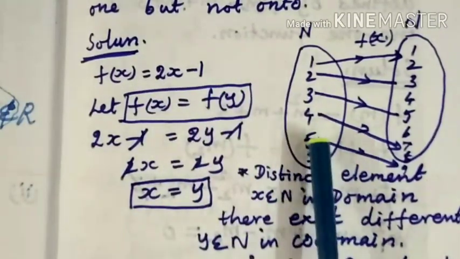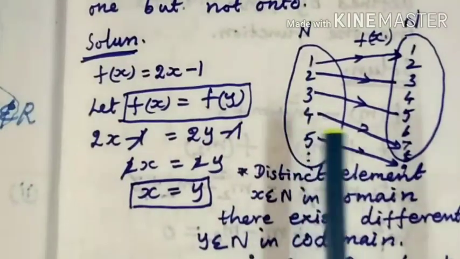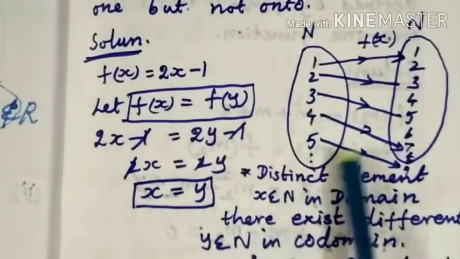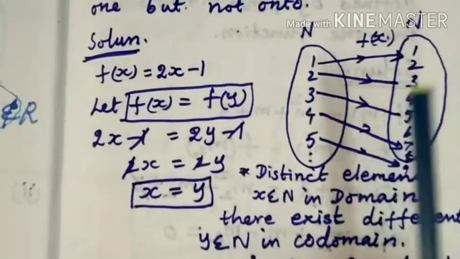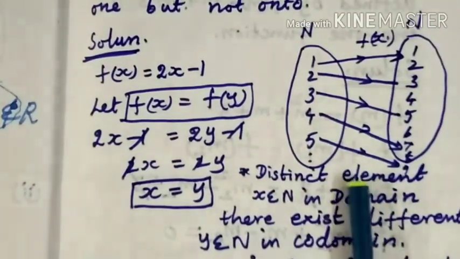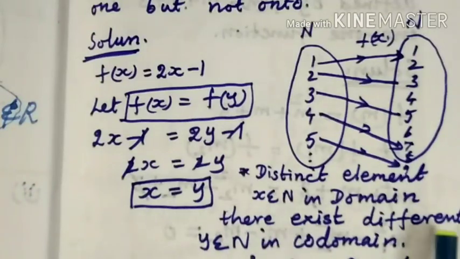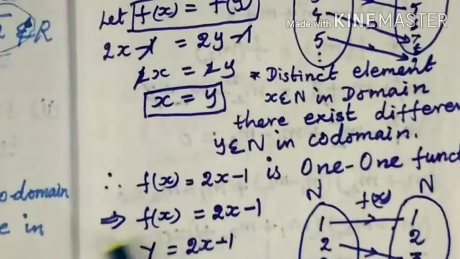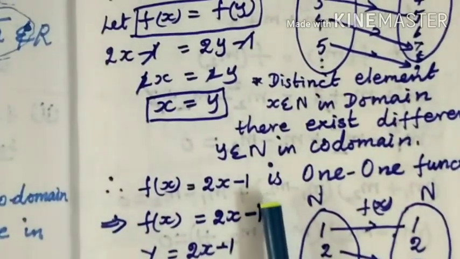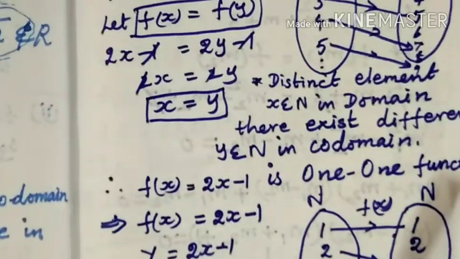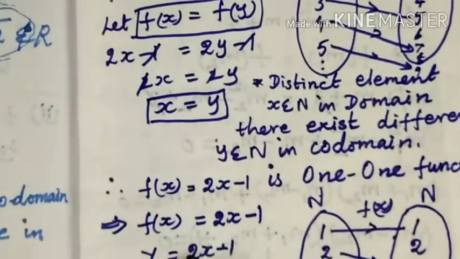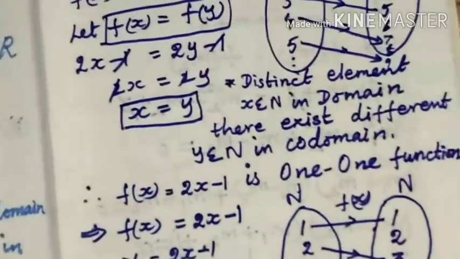For better understanding, I explain this by an arrow diagram. A distinct element has a distinct image. Therefore, it is a one-one function. The reason: distinct elements x belonging to natural numbers in the domain have different images y belonging to natural numbers in the codomain. Hence, f of x equal to 2x minus 1 is a one-one function. Then next we have to prove that it is not an onto function.